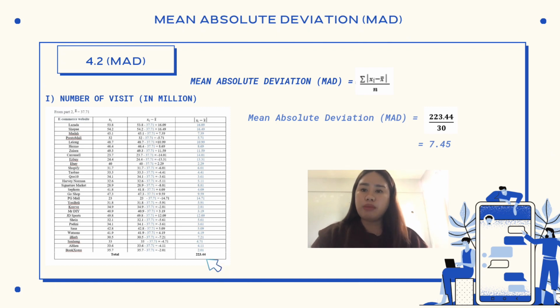So how do we find the MAD value? To find the MAD, we take the sum of the absolute value of x minus 37.71, which is the mean of the number of visits from part 2, that is, x minus x bar. So to calculate the MAD, we take the sum of |x minus x bar|, which equals 223.44, over 30, which is the total number of companies, and equals 7.45.